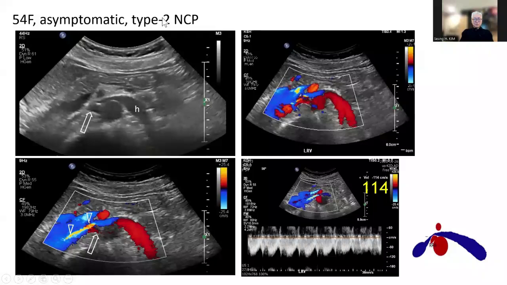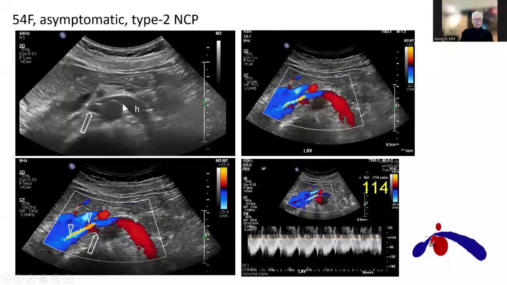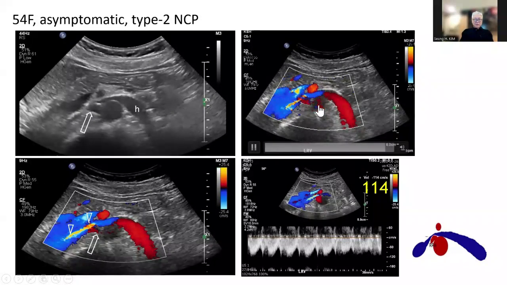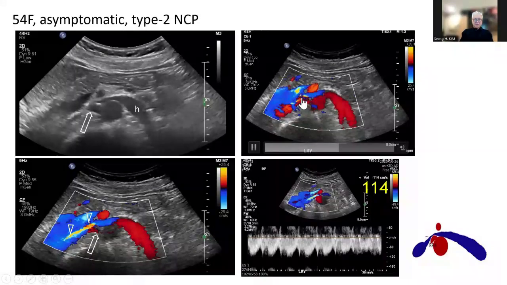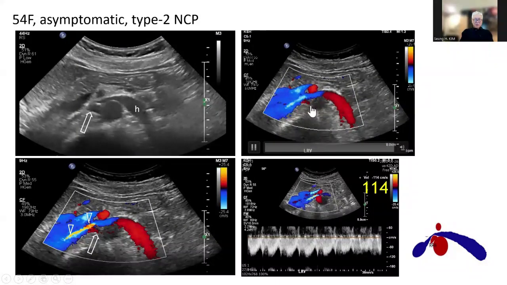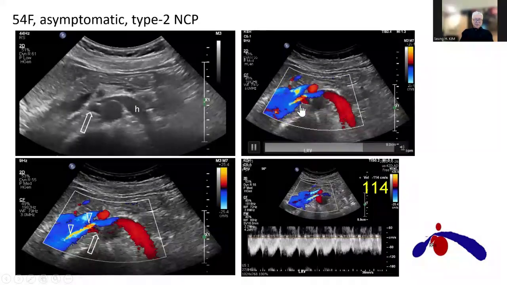This is an example of type 2 Nutcracker phenomenon, compressed by the origin of the right renal artery. Here is a dilated left renal vein, aorta, superior mesenteric artery, and this is the origin of the right renal artery. The color Doppler shows smooth flow here and here, and very bright flow signals from here. The origin of the right renal artery is right here. So we clearly see that compression occurs here by the origin of the right renal artery.